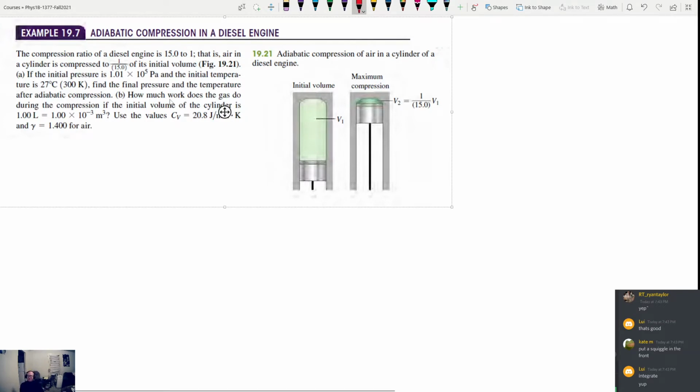All right, so let's read this problem. It says the compression ratio of a diesel engine is 15 to 1. That is, air in the cylinder is compressed to 1/15 of its initial volume. So the initial volume is this, and the volume here is this. This is like the compression that occurs in one of the strokes in the engine. Imagine this is like one cylinder inside of a car. If you have, for example, a V8 engine, it means it has 8 cylinders, just like this, that are pumping in and out in the process.